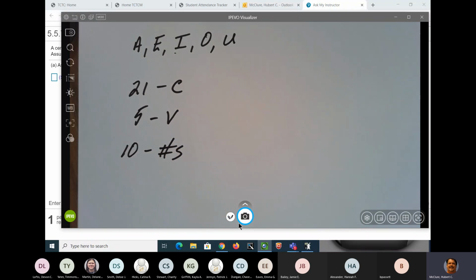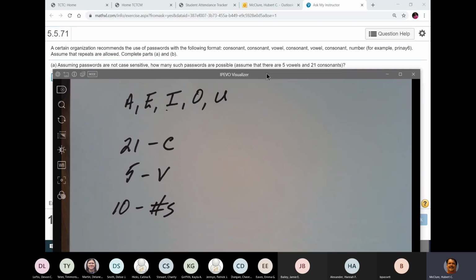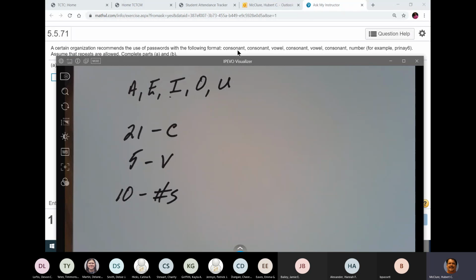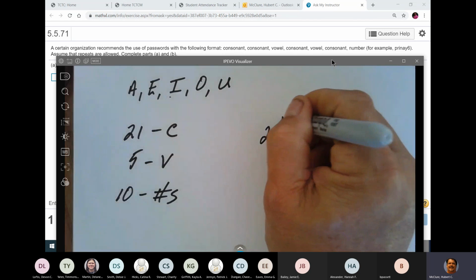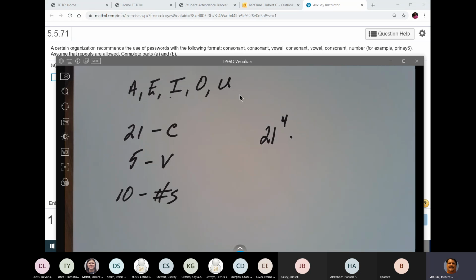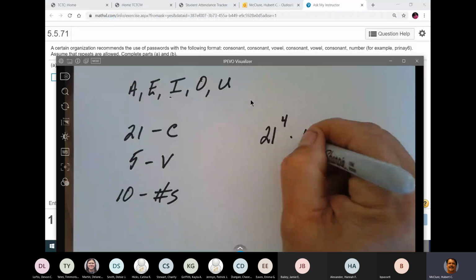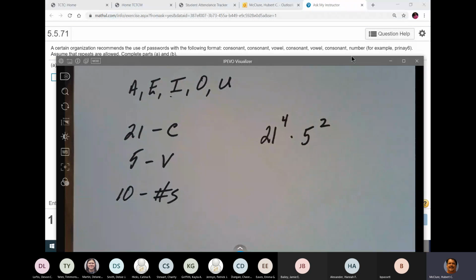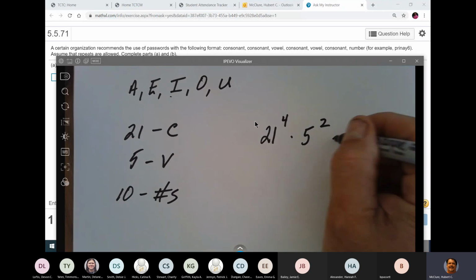Now remember what I told you, when you do the license plate or the alarm code, you do however many spots is the exponent. So how many spots do we have? We've got 1, 2, 3, 4 consonants. So that's going to be 21 to the 4th power. And how many vowels do we have? We have 2 vowels. So that's going to be 5 to the 2nd. And then we just have 1 number. So that would be 10 to the 1st.